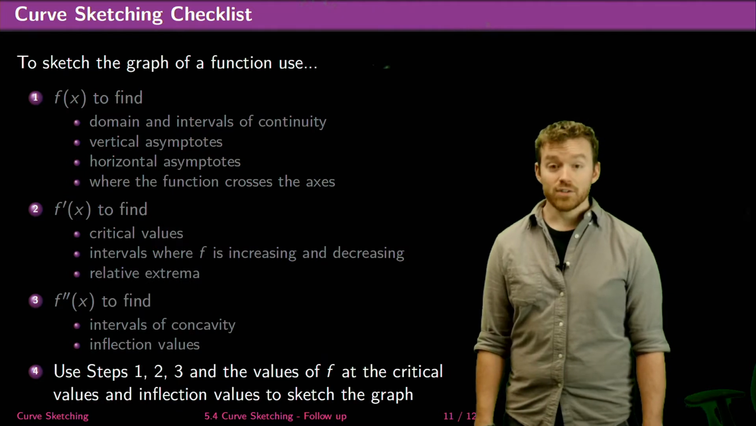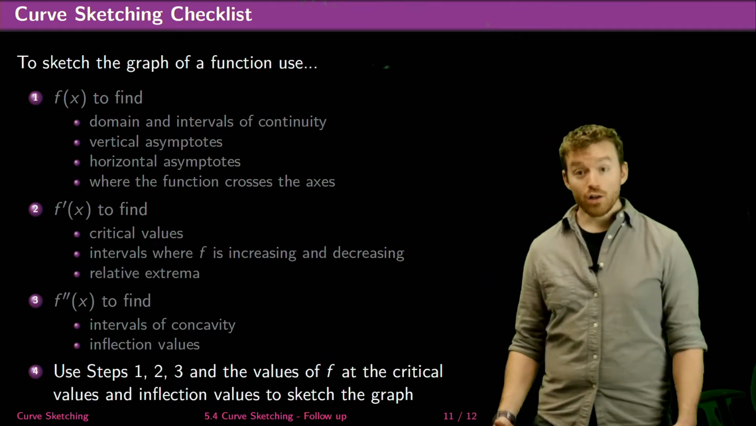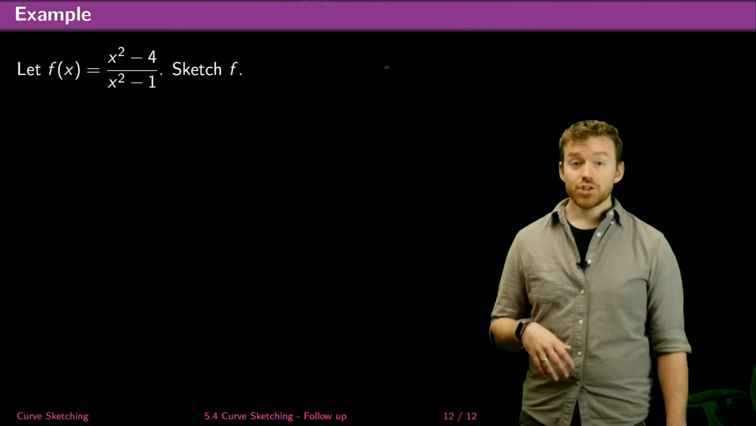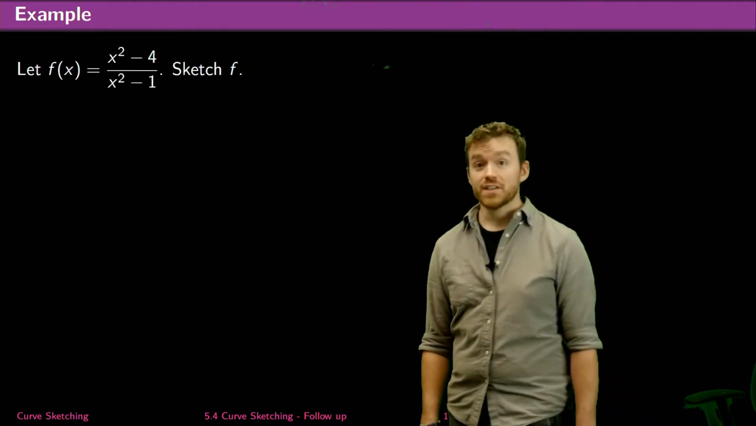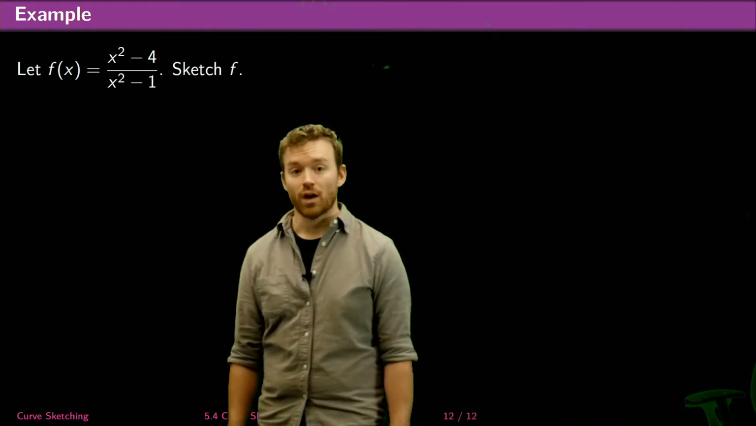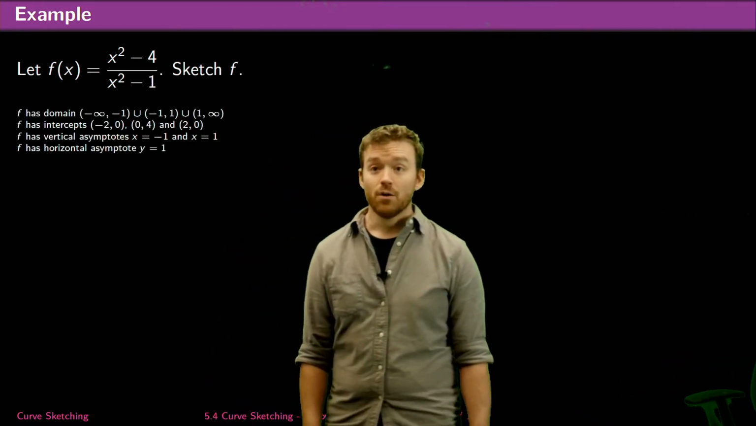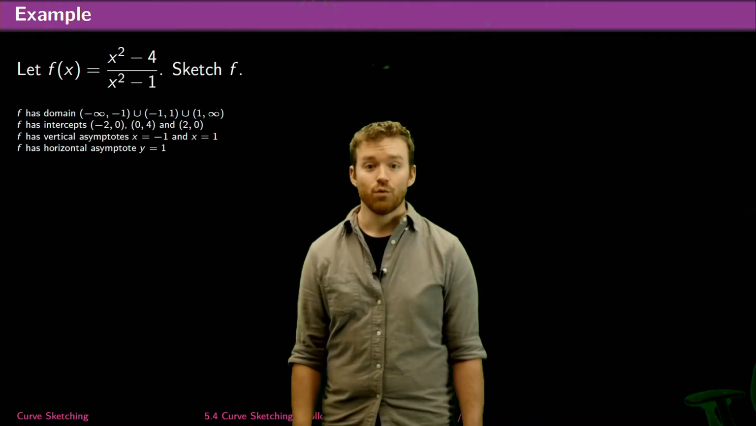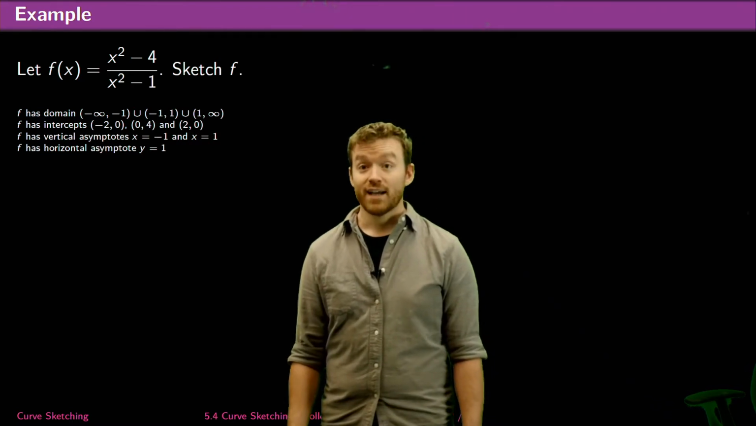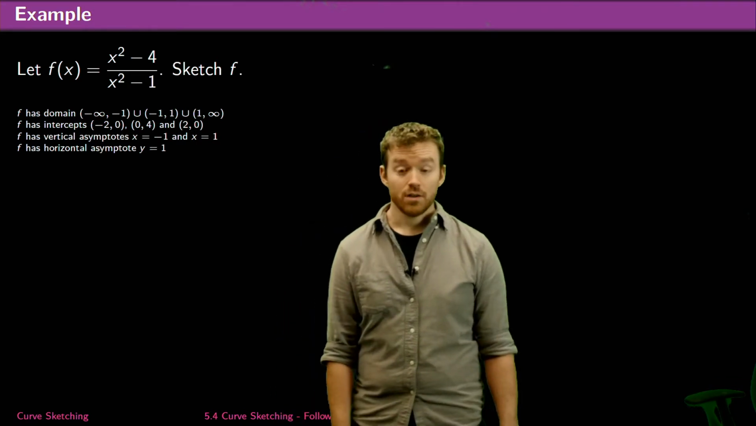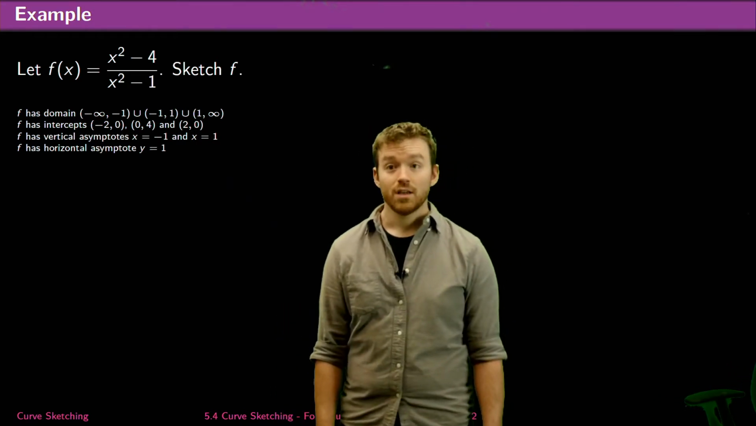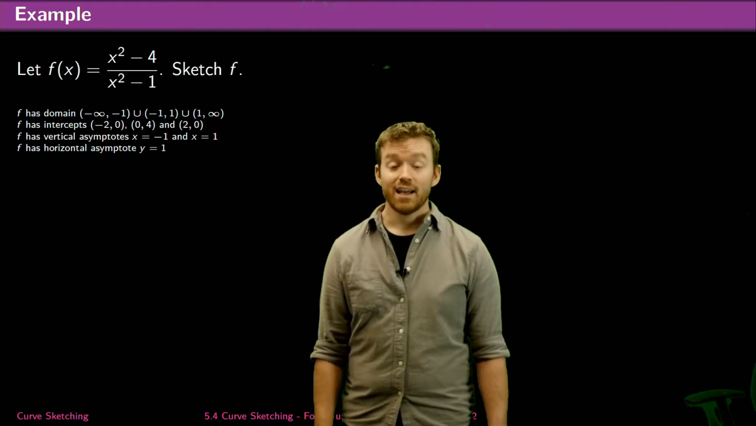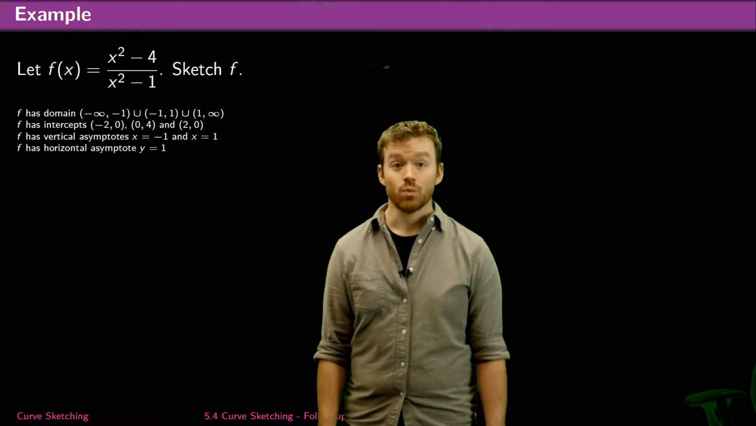In this fourth and final step, we will use all of this information, combine it, and sketch a graph. The function that we've been looking at in these videos is (x squared minus 4) over (x squared minus 1). In the first video, we determined that f had domain all real numbers, excluding -1 and 1. f has intercepts (-2, 0), (0, 4), and (2, 0). f had vertical asymptotes at x equals -1 and 1, and a horizontal asymptote at y equals 1.